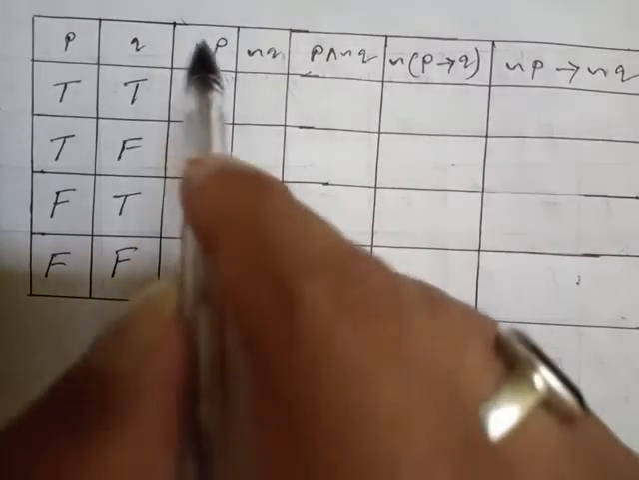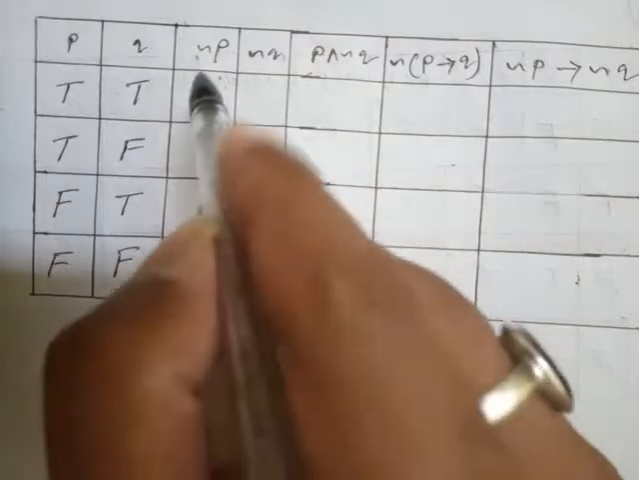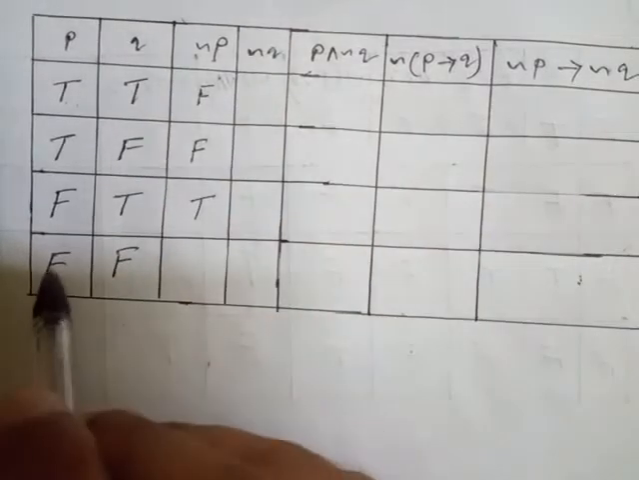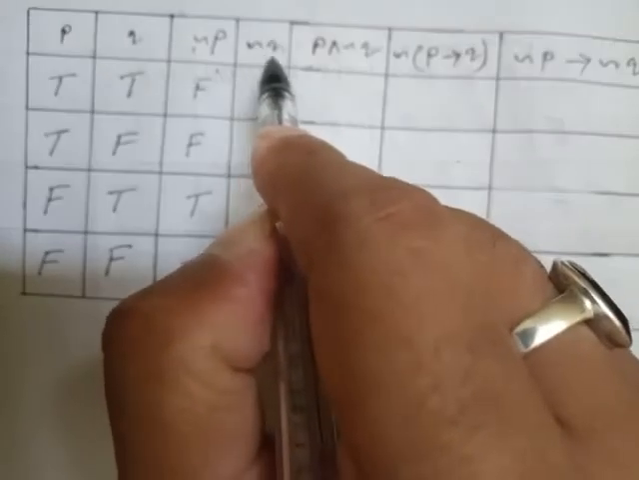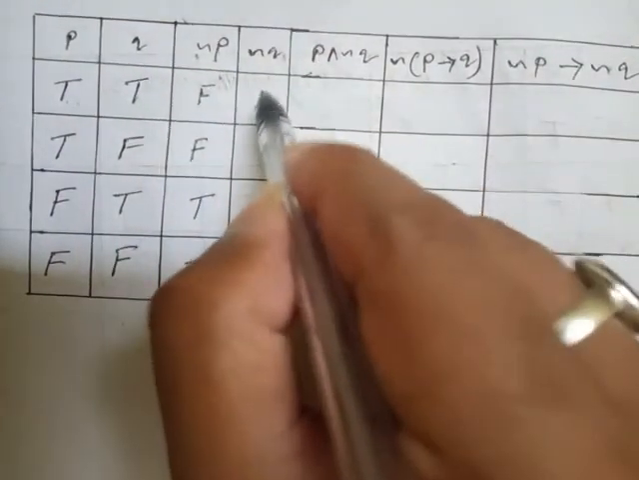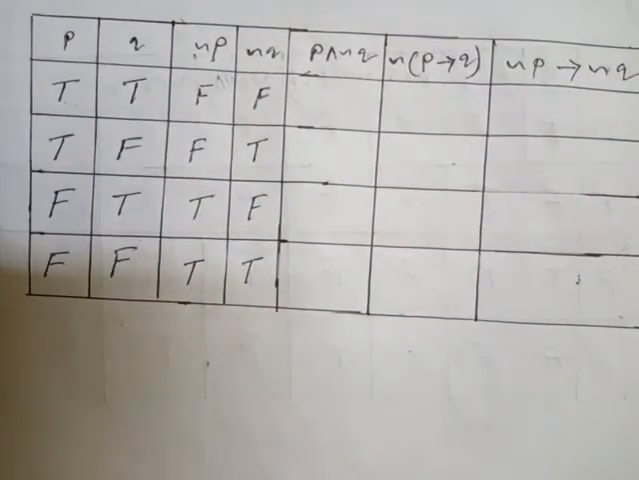Negation P. Negation P means not P. Look here, not true means false, not true means false, not false means true, not false means true. This is negation Q. Negation Q means not. Not true means false, not false means true, not true means false, not false means true.